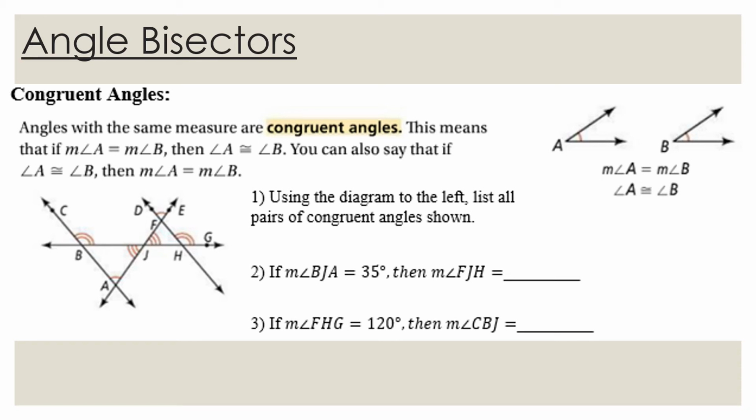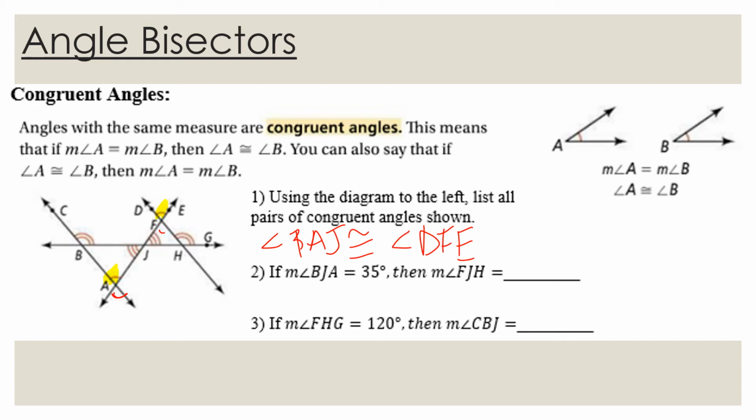So I'm looking for the ones that have the same little congruent symbol there. Okay. So we definitely know that angle BAJ is congruent to angle DFE. But because those are vertical angles, they have another vertical angle down here and down here. Those are also congruent, okay?